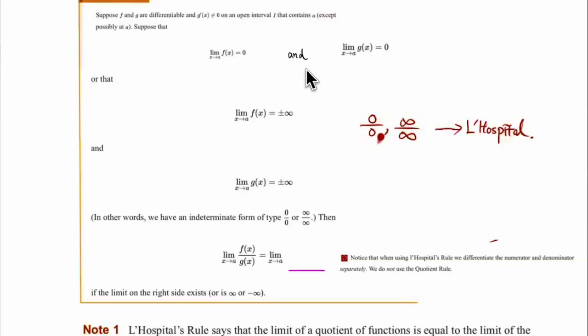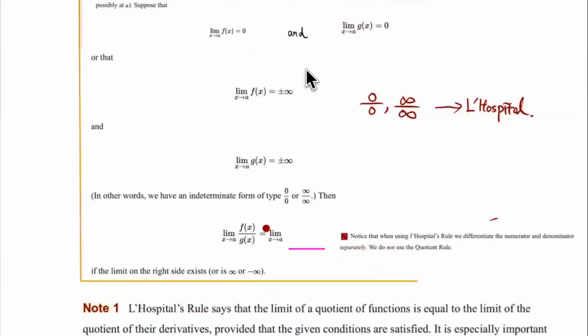If it's not of these two emergency types, you don't go directly to the hospital. Sometimes you have to do some CPR first, okay? Or maybe do some other things first before you apply L'Hopital's rule. So these two types are the ones that you can apply L'Hopital's rule to directly. Those are the two emergency types.